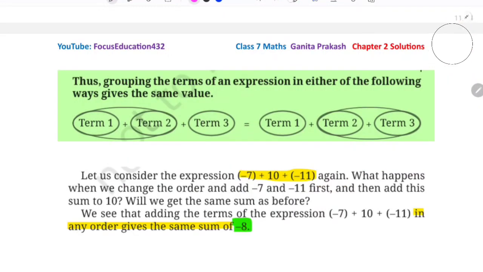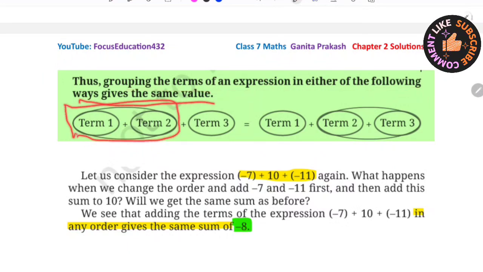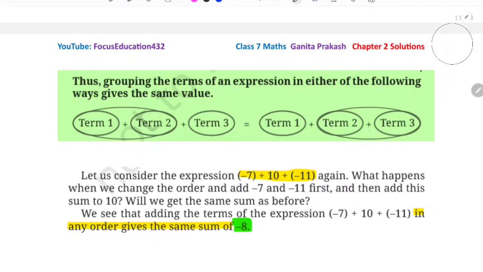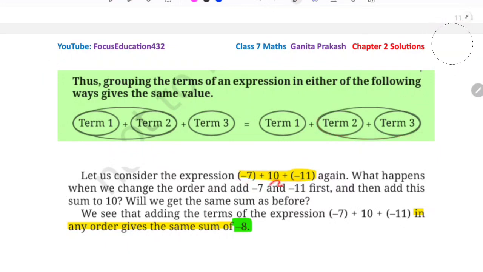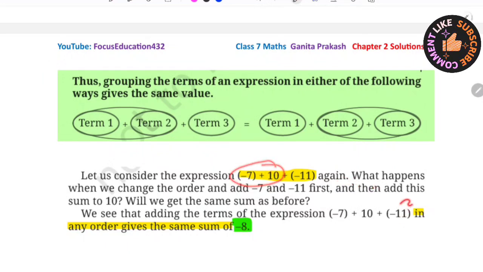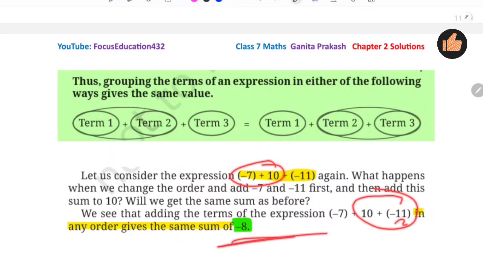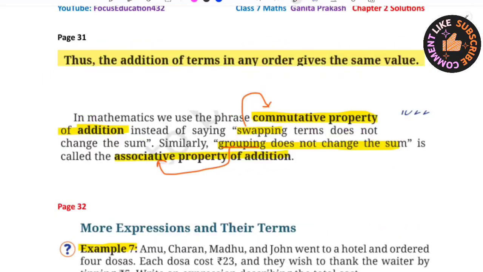Here it is given more clearly in the textbook. Thus grouping the terms of an expression in the following ways gives the same value: term 1 plus term 2 as a group and term 3 separate is equal to term 1 plus the group of term 2 plus term 3. Right? Here an example is also given, you can go through it: minus 7 plus 7 plus 11. If you make two groups, this one as one group and this one as another group, you will get the same value, minus 8.